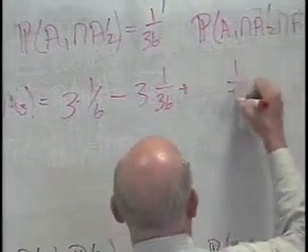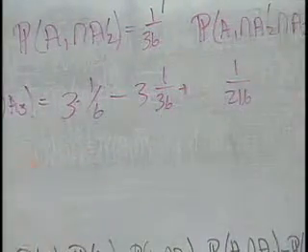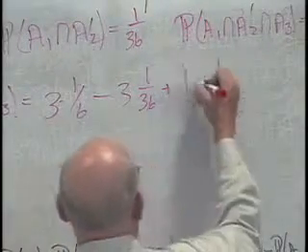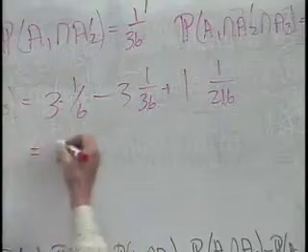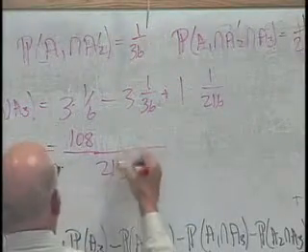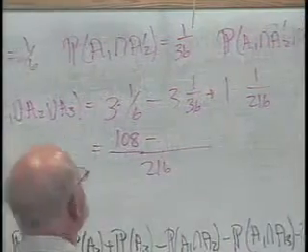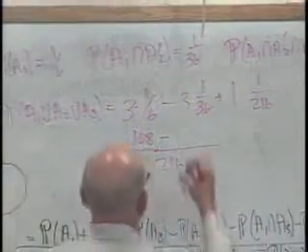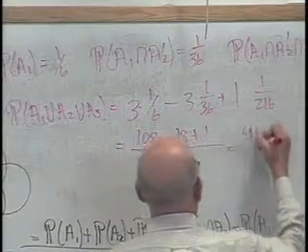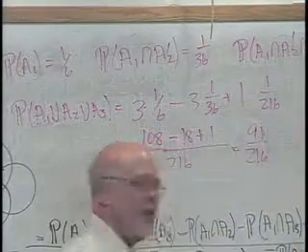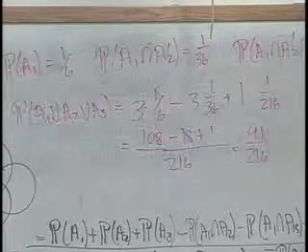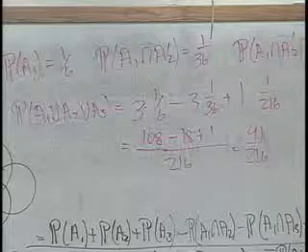Plus how many times 1 over 216? 1, because there's only one triple. So this gives us 108 over 216 minus 18 over 216 plus 1 over 216. And again, we get 91 over 216 by a different sort of calculation. Any questions about this?